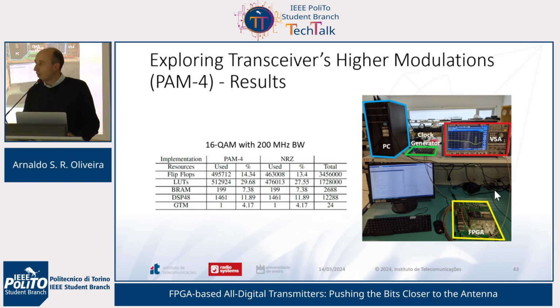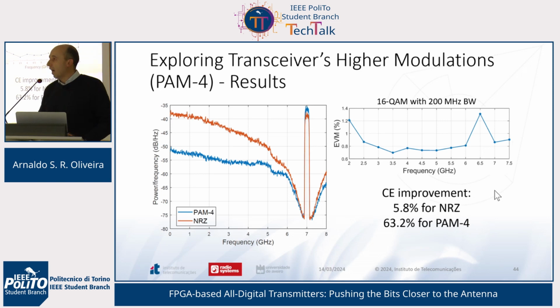This is a photo of our laboratory setup, and these are the results. In orange or red, I think that this is orange, but my students say that it is red. I think that it is orange. In orange are represented the results of the non-return-to-zero transceiver. In blue are represented the results, which means the spectrum of the PAM4 transceiver.